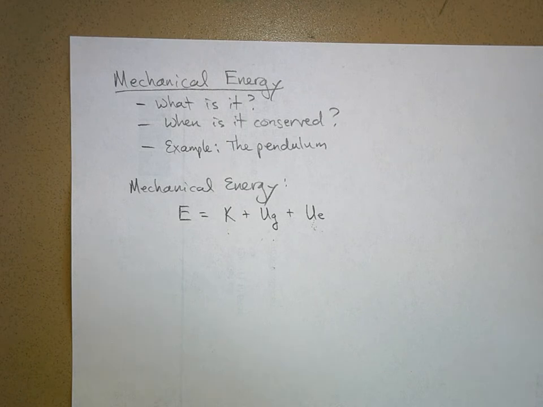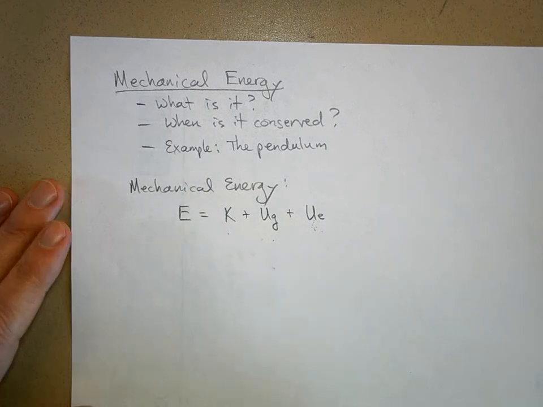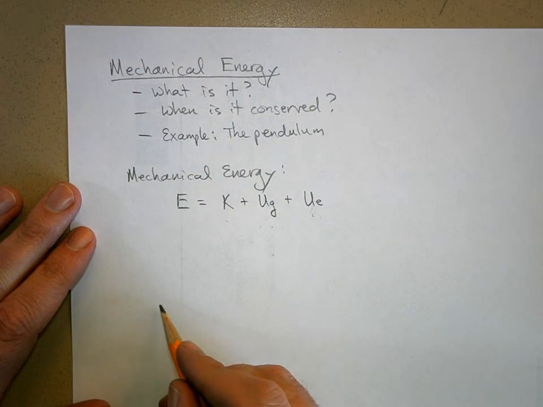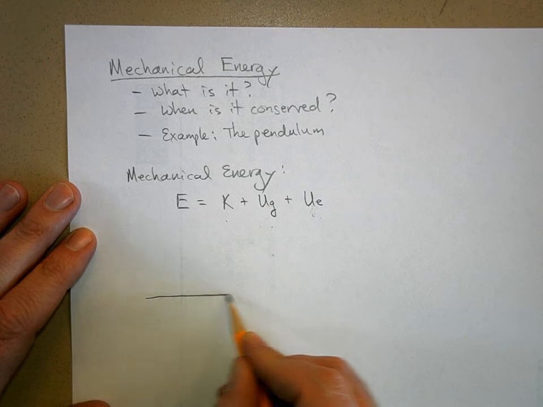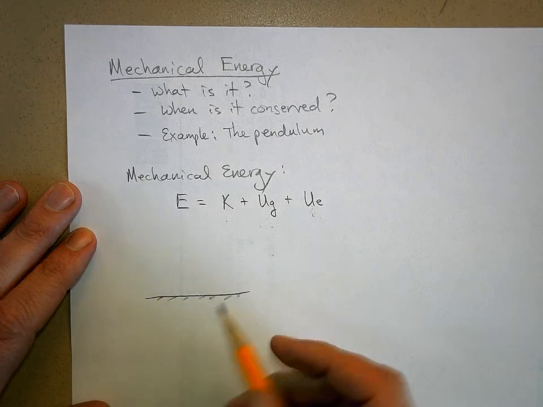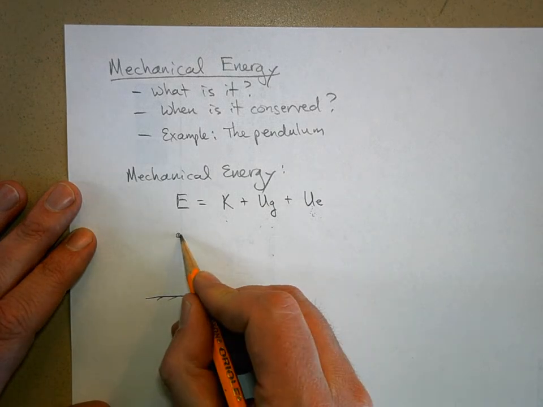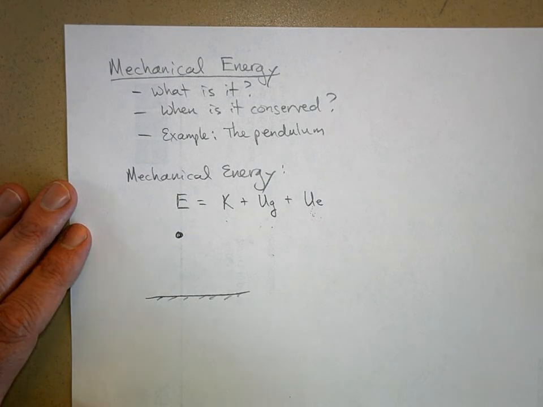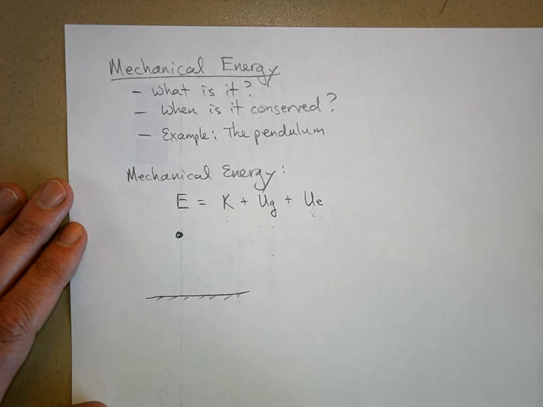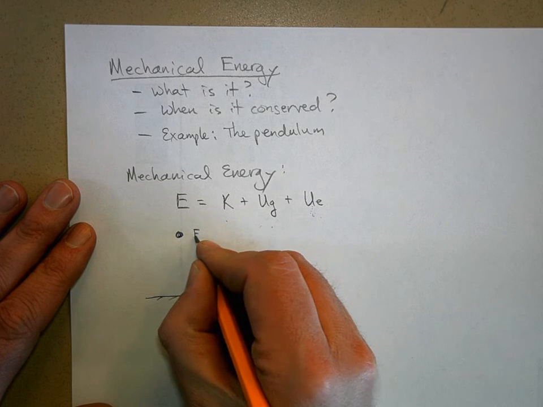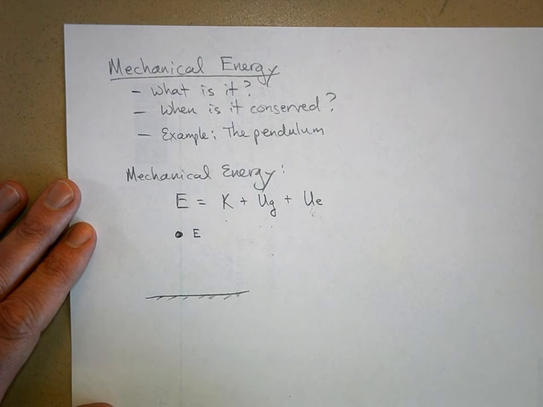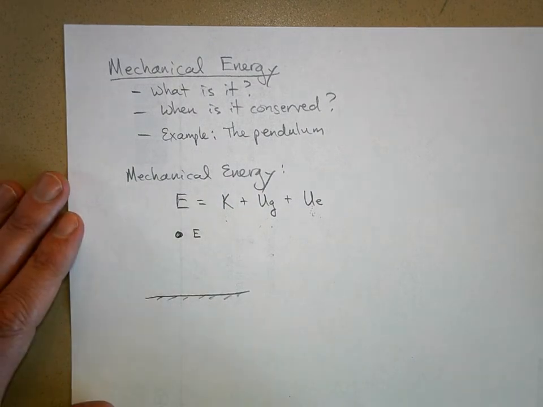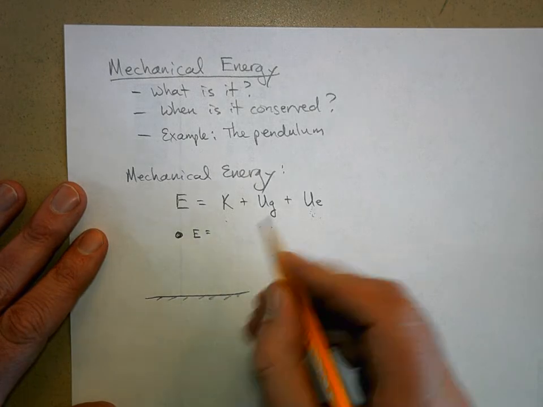I'm going to show you a very, very simple example of it. And then we'll go talk about the pendulum. Let's take a look at, here's the ground, and here's like a ball, like a baseball, held above the ground, and it's motionless. Which means it has what energy? What kind of energy does it have if it's not moving but held above the ground? Yeah, it has potential energy.